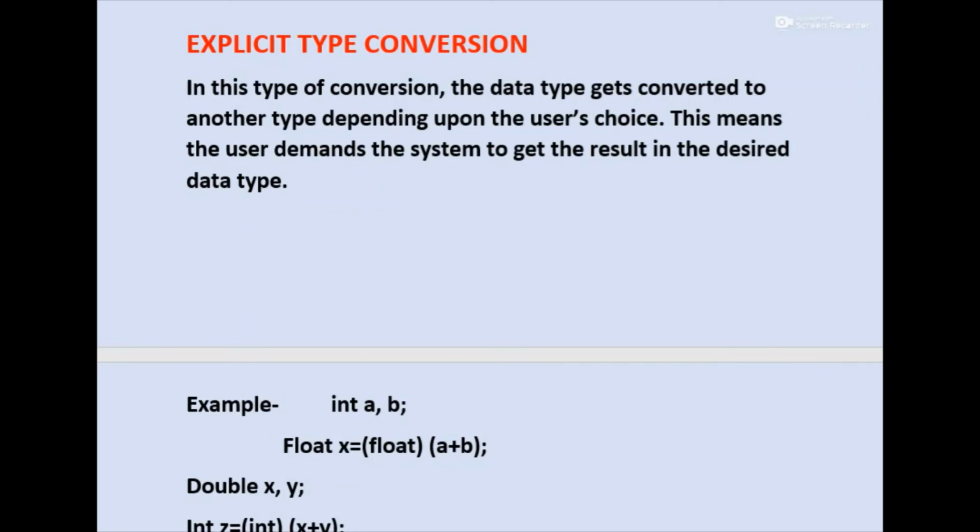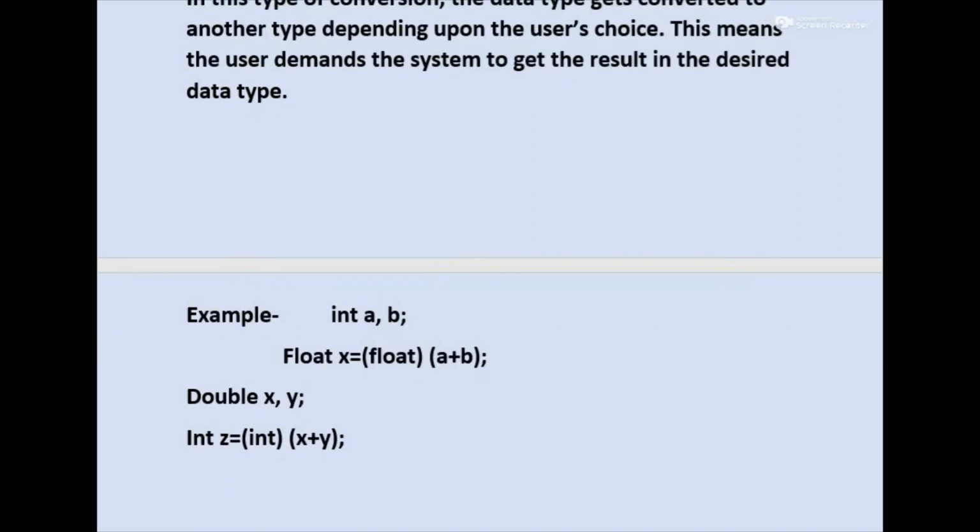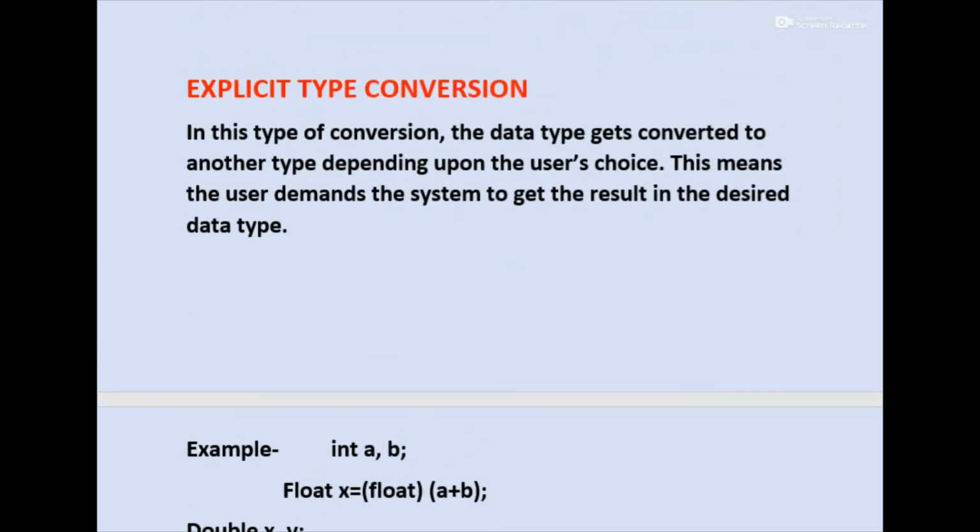That means the user demands that the system give the result in the desired data type. Whatever data type the user wants, the user can get the result in that data type in case of explicit type conversion. So now I will discuss explicit type conversion using examples.